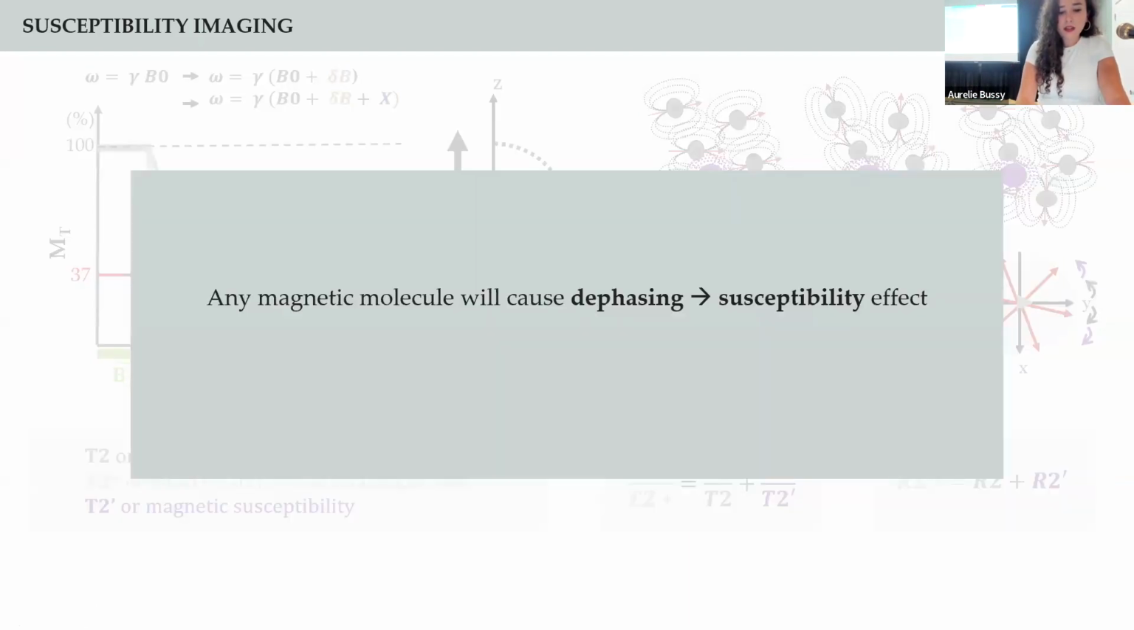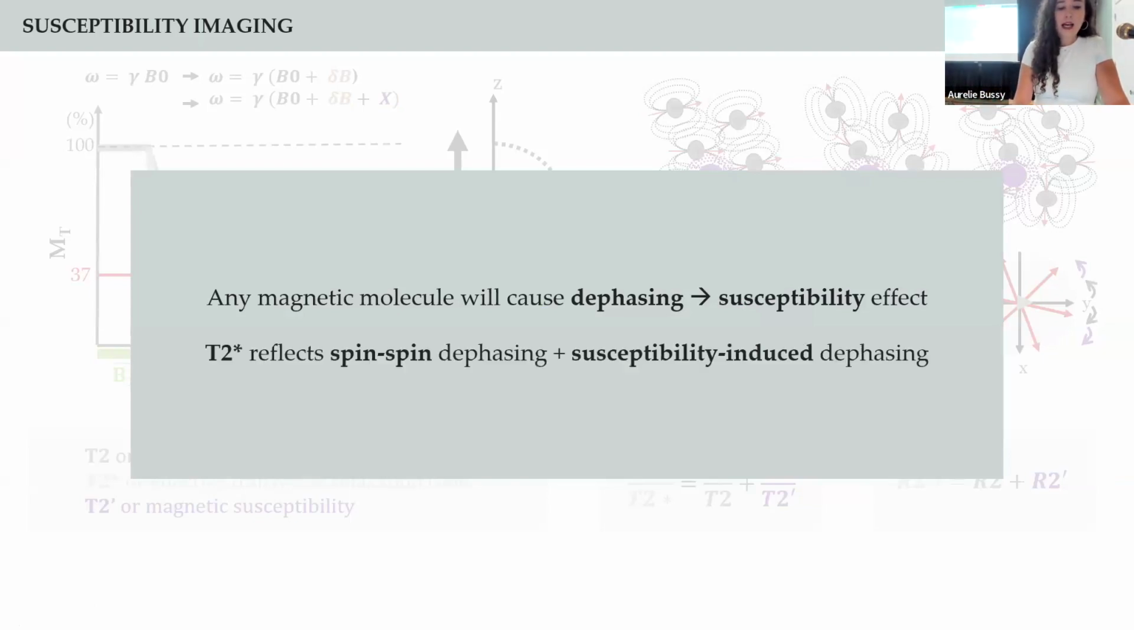So yeah, that's basically it. So what I want you to remember is that any magnetic molecule will cause dephasing, and that is what we call the susceptibility effect. And the T2 star will reflect the spin-spin dephasing, so the impact of one proton to another, plus what any molecule which creates magnetization adds on to that. Okay, so that's enough for the technical stuff.